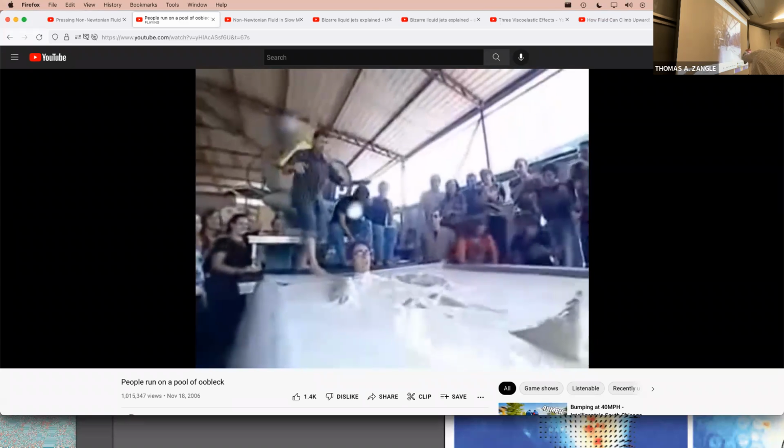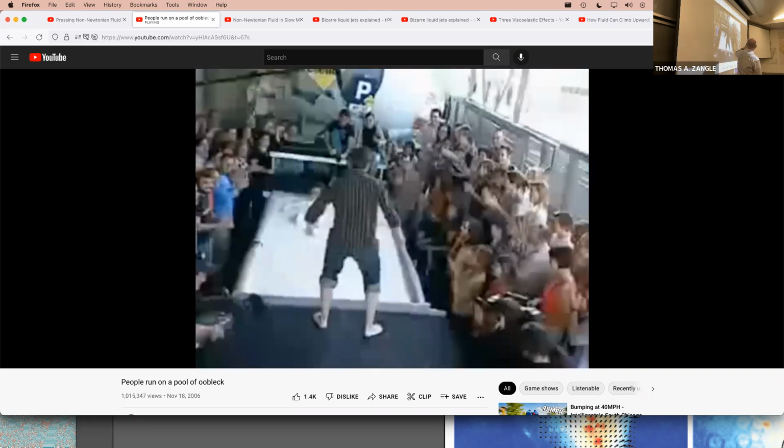So I think this is the best way to figure it out. Simultaneously, the fluid is behaving as very inviscid, right? Very much like water, so you can float inside, and also viscous enough to jump your way across.